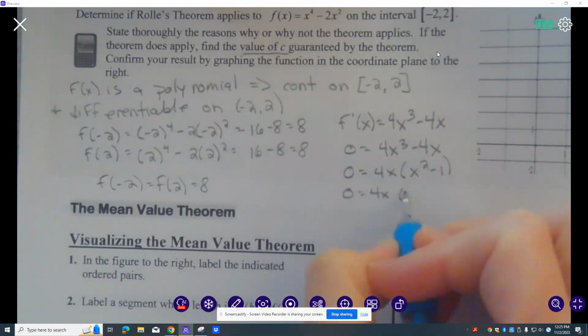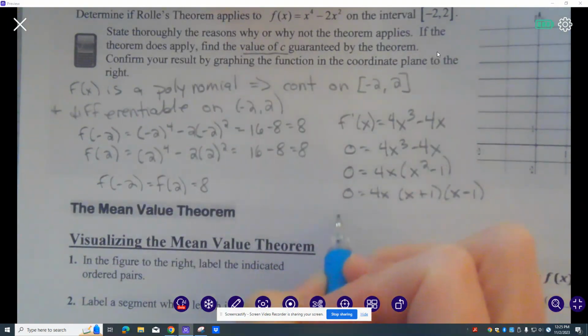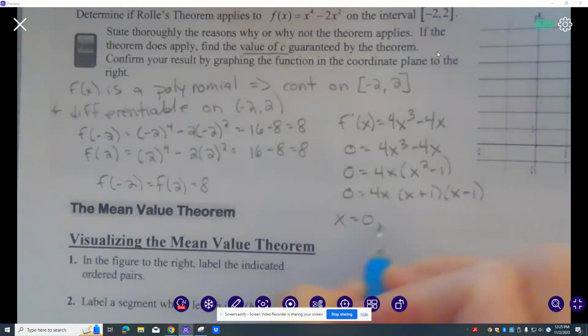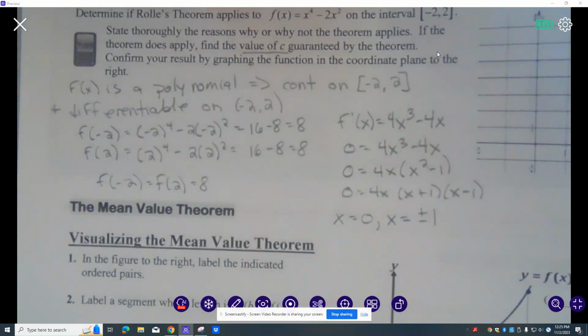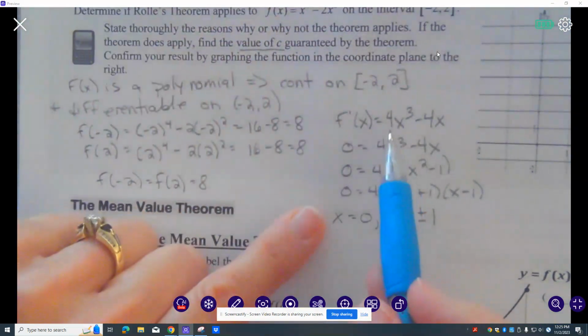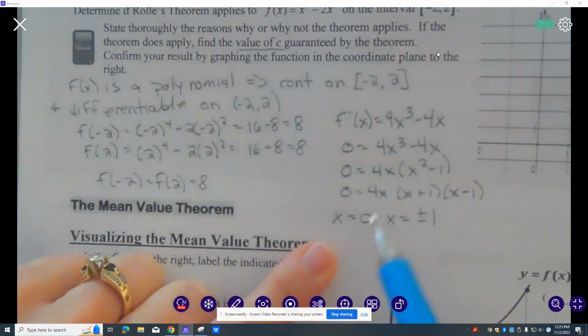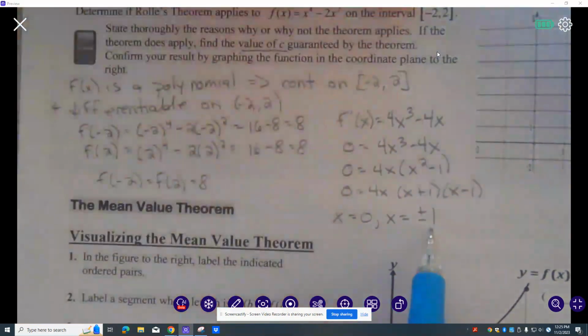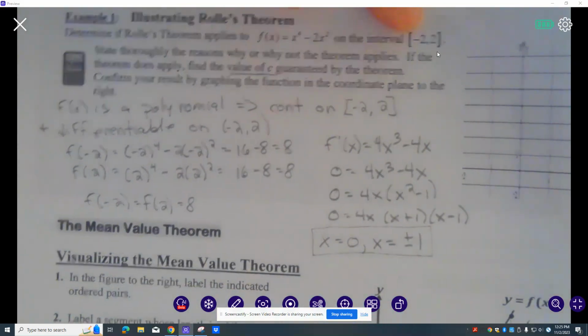X squared minus 1 factors into x plus 1, x minus 1. So at x equals 0, x equals plus or minus 1, the derivative is 0. So there does exist a c, and all three of them are between negative 2 and 2. And at those x values, the derivative is 0.